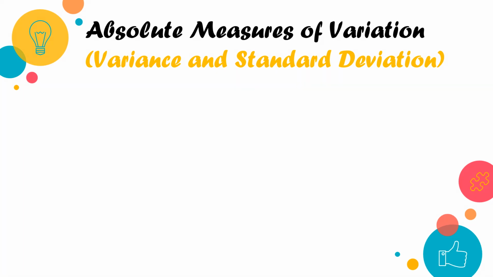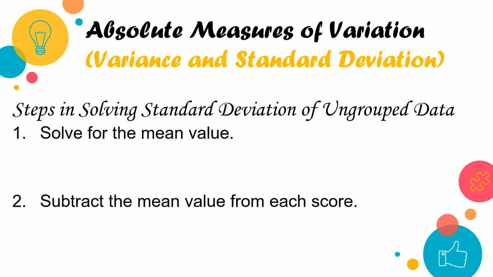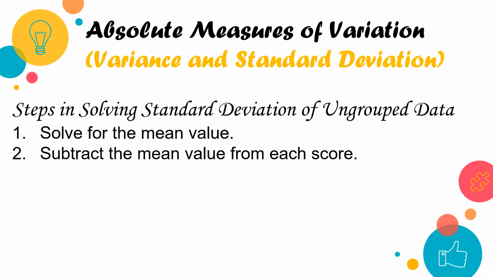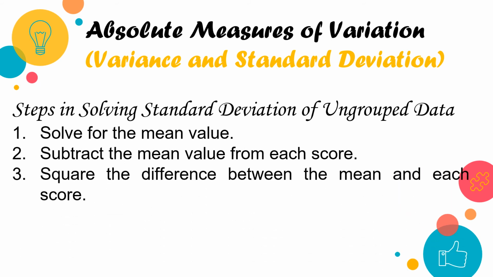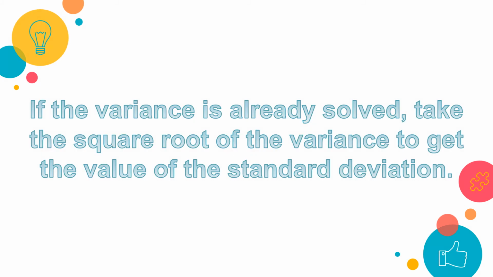And for this, let's run through the different steps in solving standard deviation of ungrouped data. Solve for the mean value, and then subtract the mean value from each score. The third one is to square the difference between the mean and each score. And then we have to find the sum of step four. Then the last step is to solve for the population standard deviation or sample standard deviation using the formula for ungrouped data. Note: if the variance is already solved, take the square root of the variance to get the value of the standard deviation.